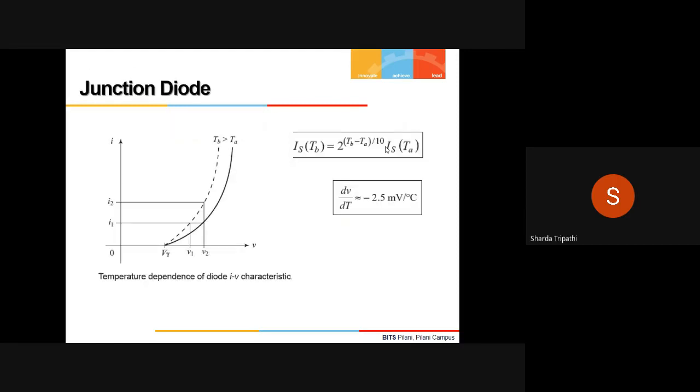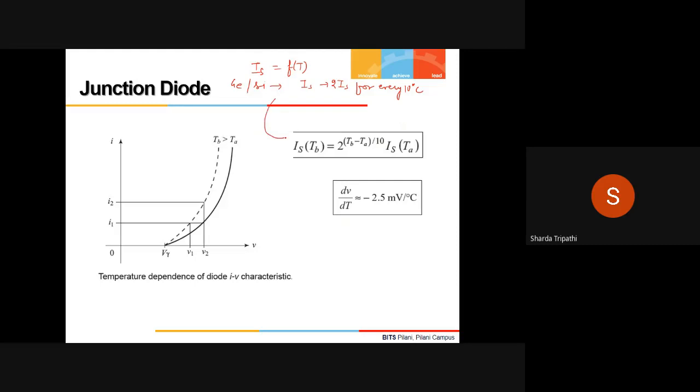Okay. So now let us see how these diode currents vary with the temperature. Earlier we have seen that reverse saturation current is a function of temperature. How it varies with temperature is what we are going to see now. It has been experimentally determined that for silicon as well as for germanium, the reverse saturation current is going to double itself for every 10-degree increase in temperature.